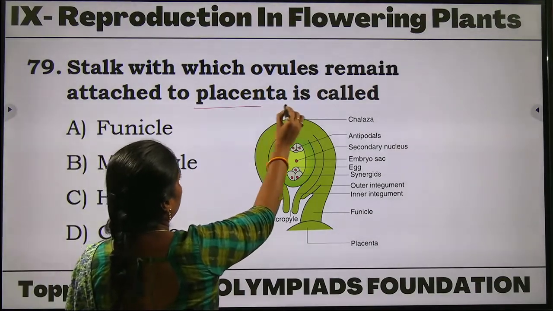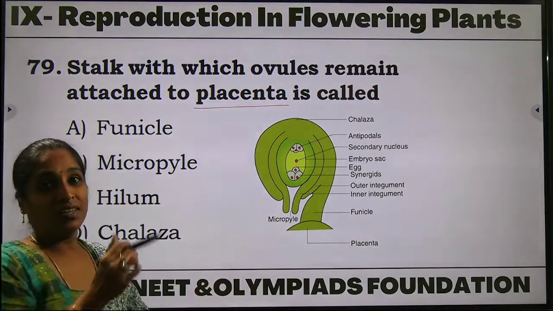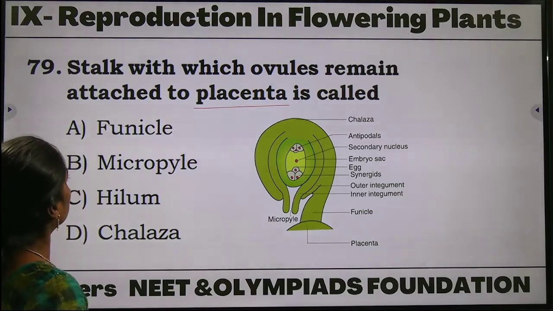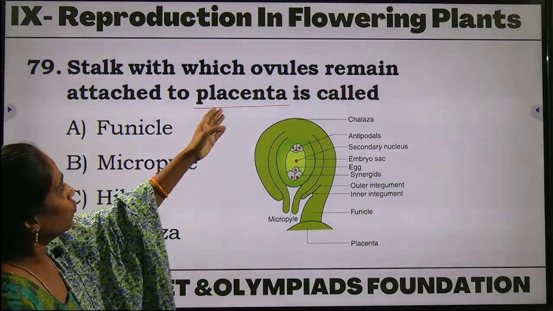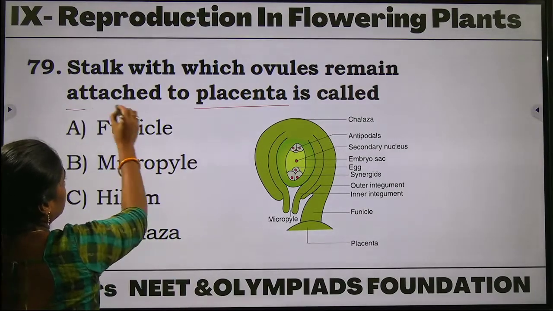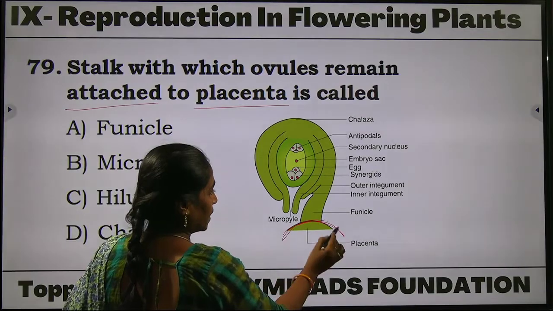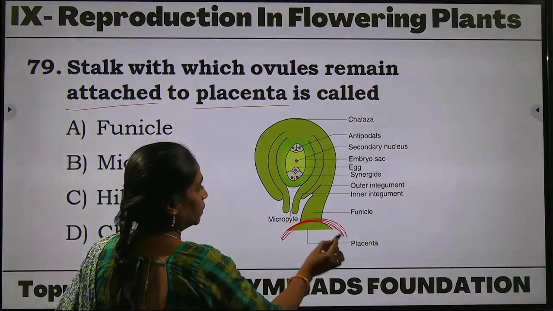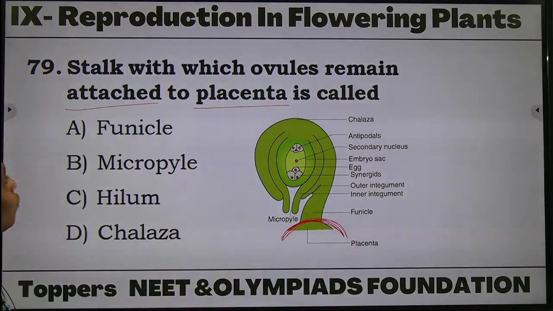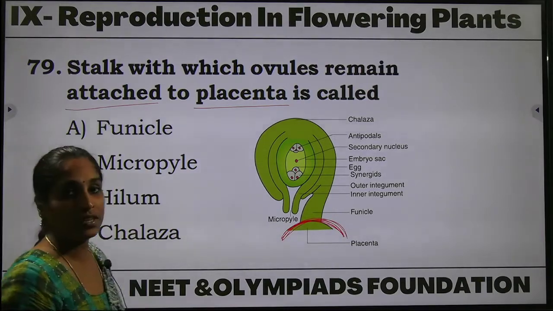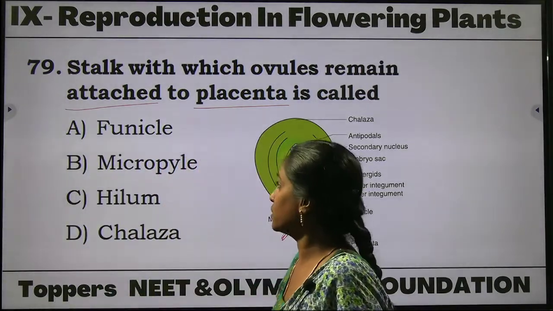A stalk with which, okay, so what is a stalk? A part which can be held, holding two regions. So what is that stalk with which ovules remain attached? The ovule is remaining attached to the placenta. This is the placenta. The ovule is attached towards the placenta. What is that condition called? Is that the funicle, a micropyle, the hilum or the chalaza? Okay, so which one is the correct option?